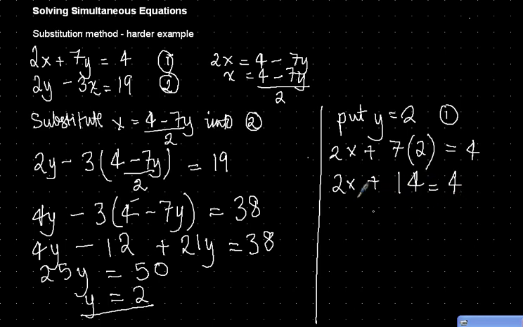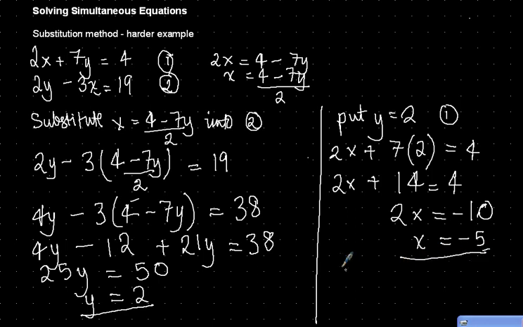And in order to get the value for 2x for the next line, I must subtract 14 from both sides. 4 minus 14 giving me negative 10. And so the value for x that satisfies both equations is negative 10 divided by 2, which is negative 5.